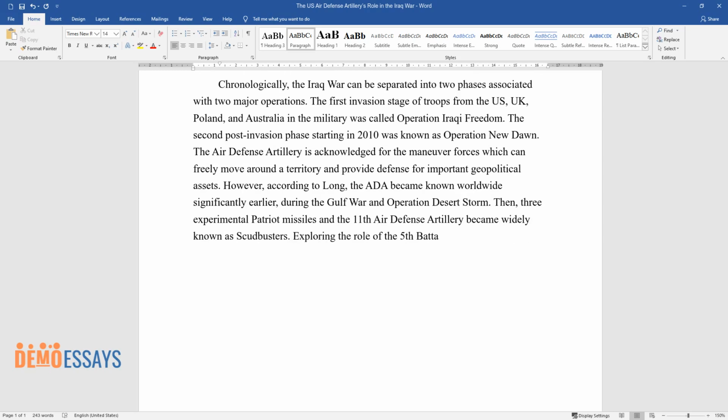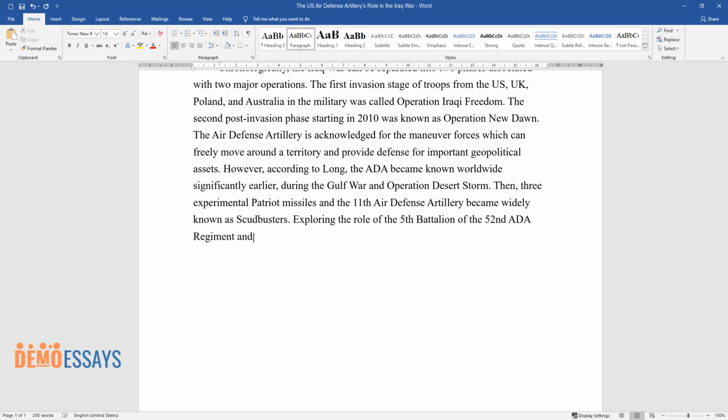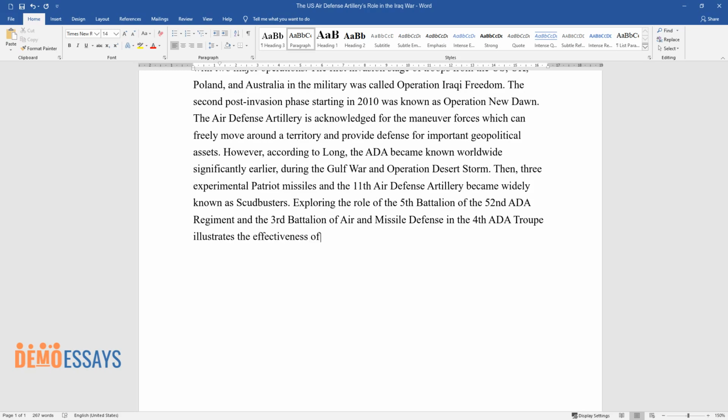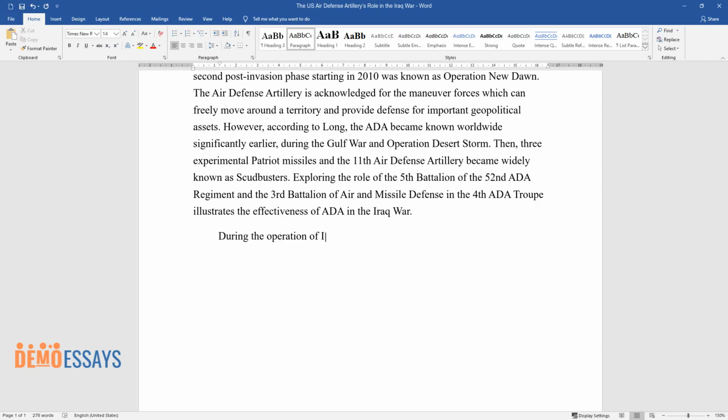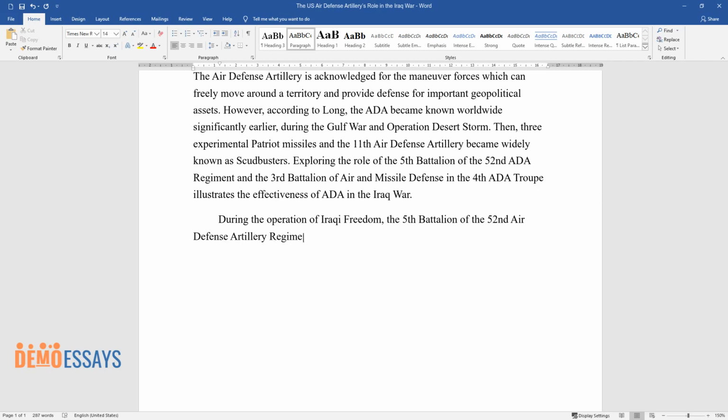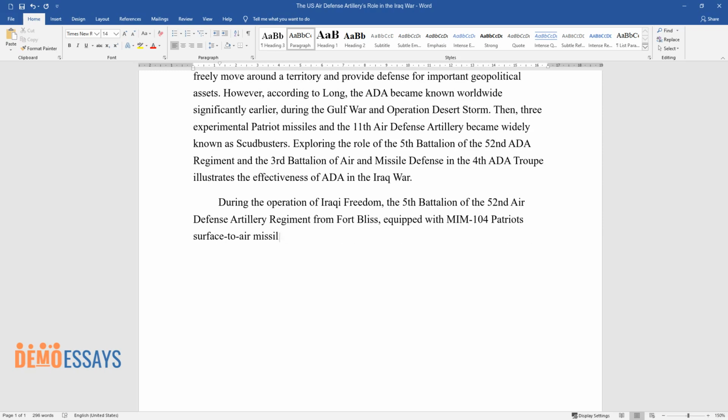Exploring the role of the 5th Battalion of the 52nd ADA Regiment and the 3rd Battalion of Air and Missile Defense in the 4th ADA Troop illustrates the effectiveness of ADA in the Iraq War. During Operation Iraqi Freedom, the 5th Battalion of the 52nd Air Defense Artillery Regiment from Fort Bliss, equipped with MIM-104 Patriot surface-to-air missiles, was divided into 3 groups.